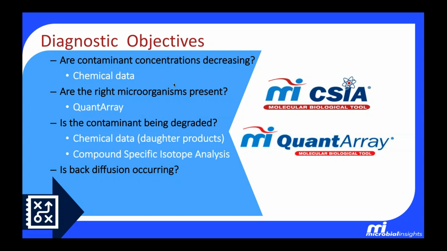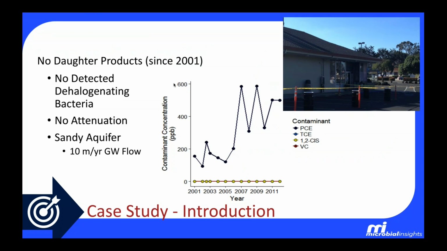And then we can start to see, is that contaminant being degraded? Most of the time, we would typically look for daughter products, but I'm going to show you how that can be a little more difficult when things are absorbed, because those daughter products we see seem to go away very quickly. If we have products available, we can use compound-specific isotope analysis to prove if we're getting degradation, and we can start to understand more about the back diffusion.